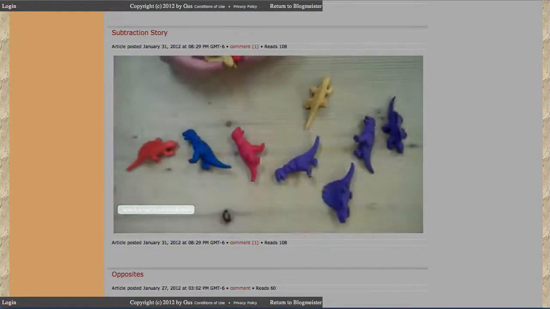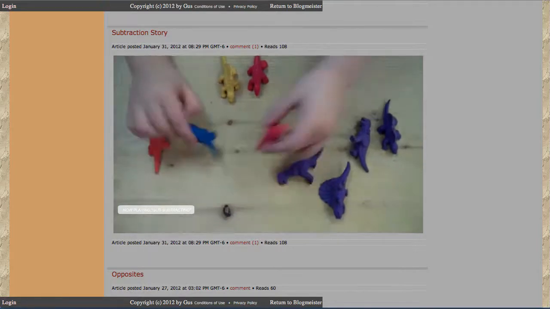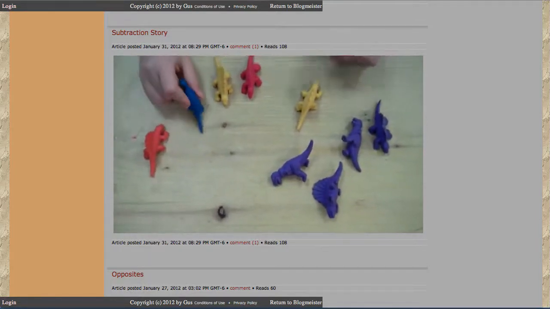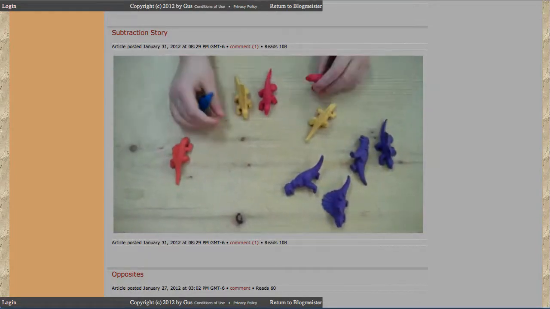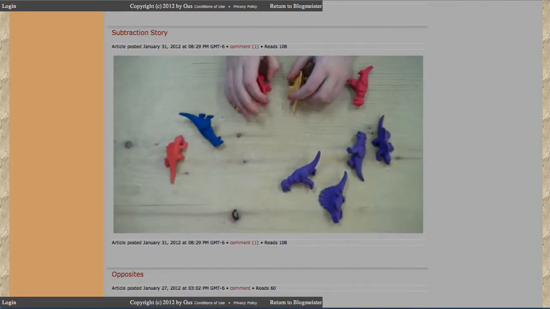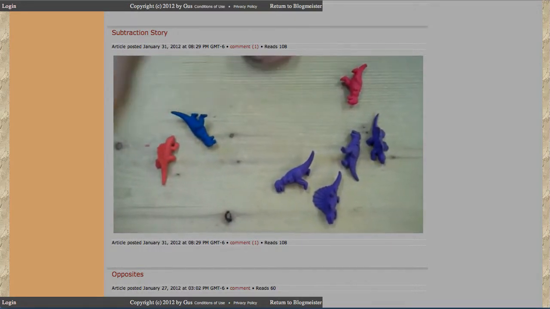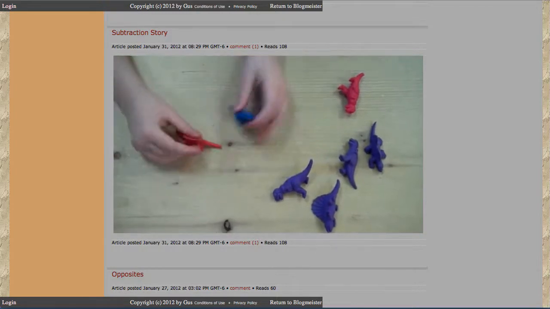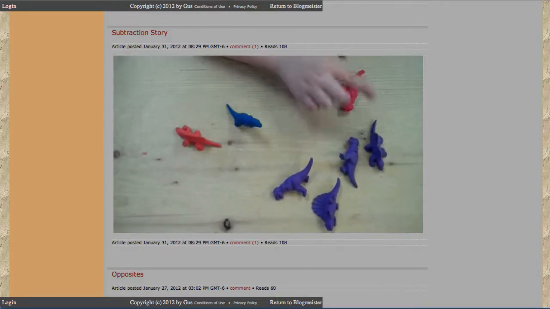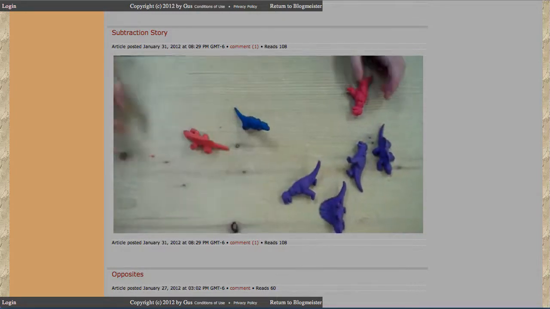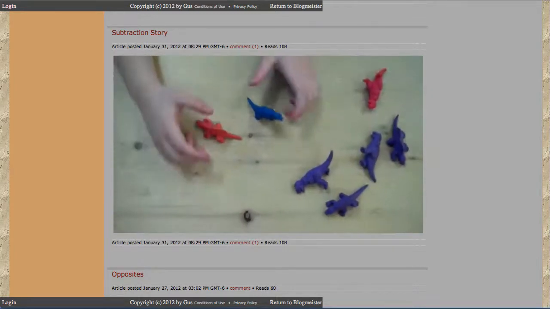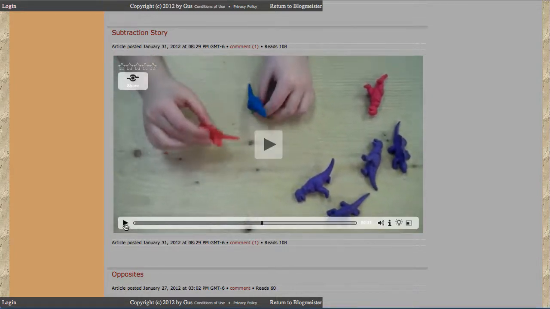Go. Once upon a time there was 10 dinosaurs and 3 got eaten. There was 1, 2, 3, 4, 5, 6, 7 were left.